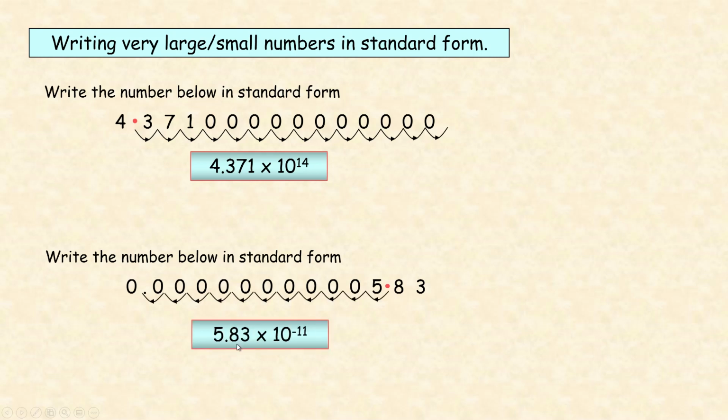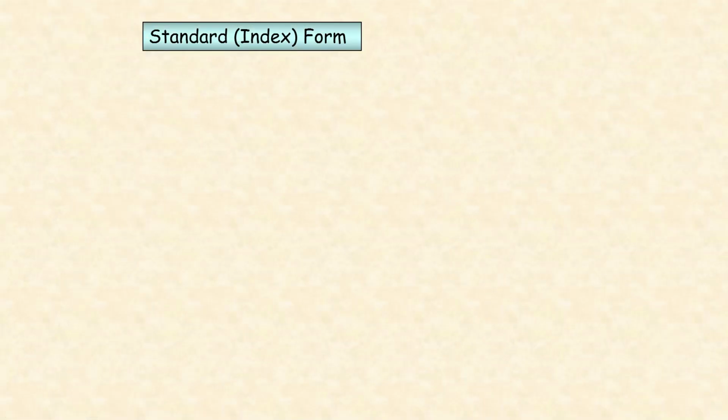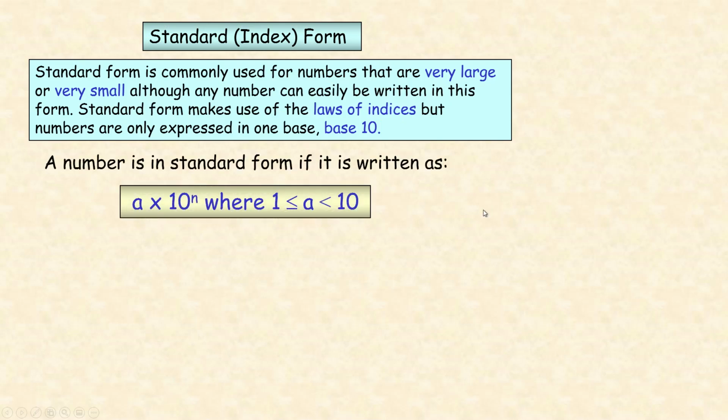And so we can write 5.83 times 10 to the power of minus 11, because we've counted backwards, it's negative. Okay, so let's write standard form in general form. So in general form, this is what we call standard form.